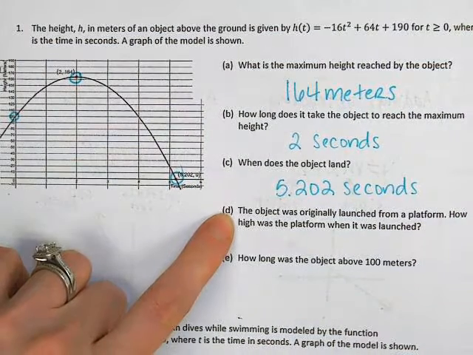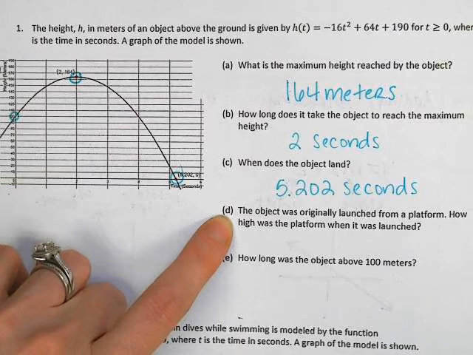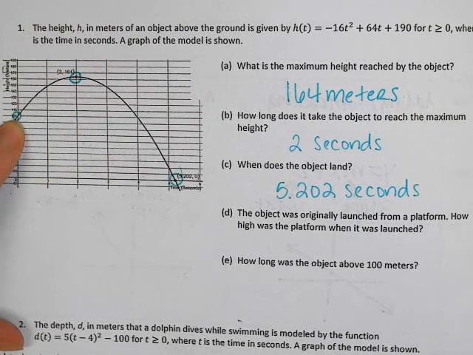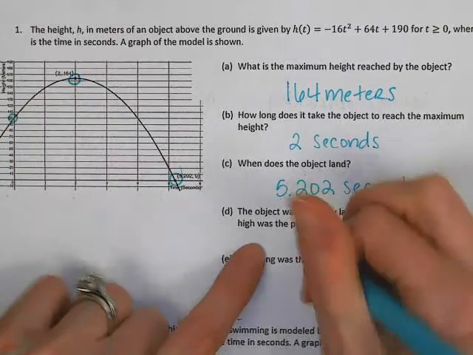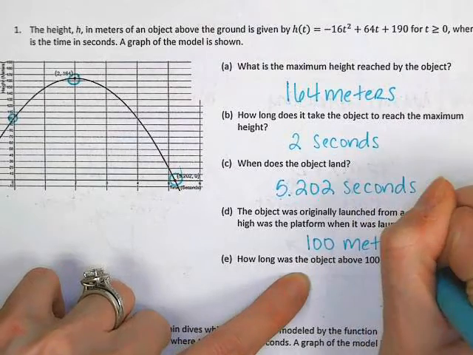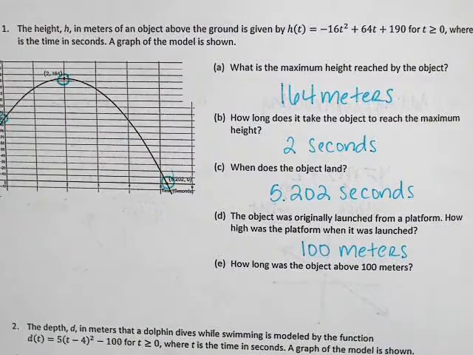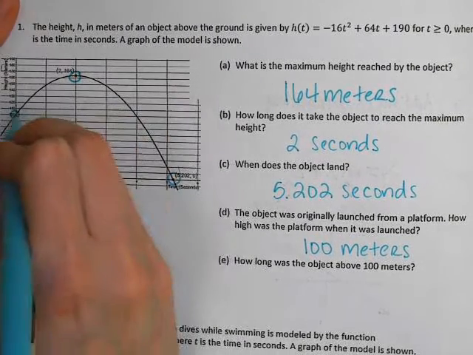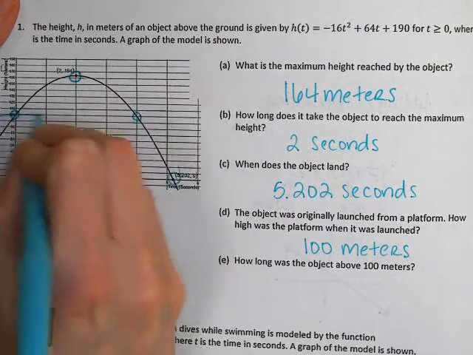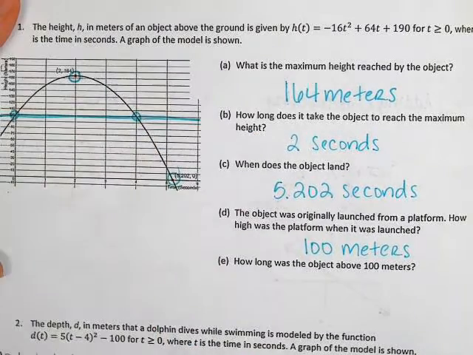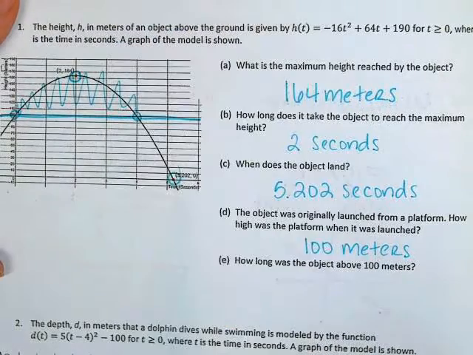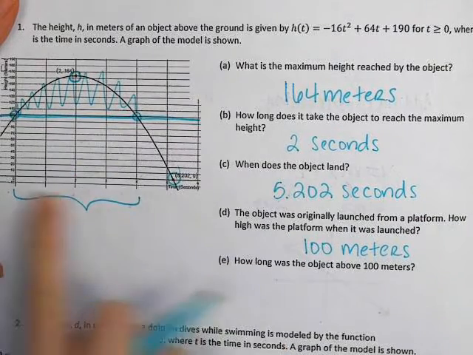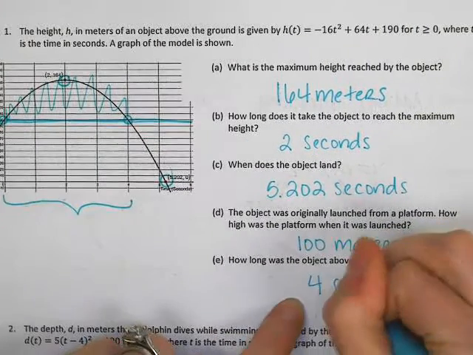Now D says the object was launched from a platform. How high was the platform when it was first launched? That's this one here, the starting value, the y-intercept. And that's at 100 meters. And then E says, how long was the object above 100 meters? Okay, so let's find the two spots where it's at 100, right? That's at this line here. That's the 100 line. How long was it above there? How many seconds have passed? So from here to here is how many seconds? That's 4. So the answer is 4 seconds.